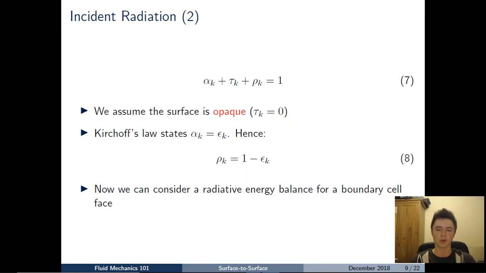So now we've put together all of the simple tools that we need to come up with a radiation model for our entire domain. We thought about how much radiation is emitted, that's given by the black body radiation, and we've also thought about what happens to radiation when it's incident upon a cell. Is it absorbed or is it reflected? So now we can come up with a radiative energy balance for a boundary cell face. That's a cell on the face of a solid boundary in our domain. And if we can write a balance for one cell, we can repeat that balance for all of the cells in the mesh and use that to come up with an equation and a model which we can solve for the radiative energy.